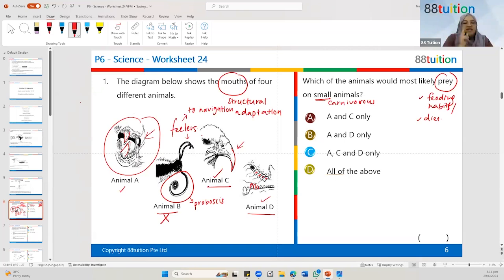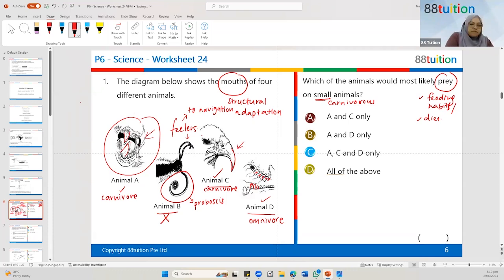Animals use this one to tear off the flesh when they feed on animals. When they feed on plants, they might use this one to grind the plants into smaller pieces for digestion. So this one, I would say, is an omnivore. Animal C probably has a carnivorous diet, and animal A is probably a carnivore as well, because I don't see any very flat teeth here.